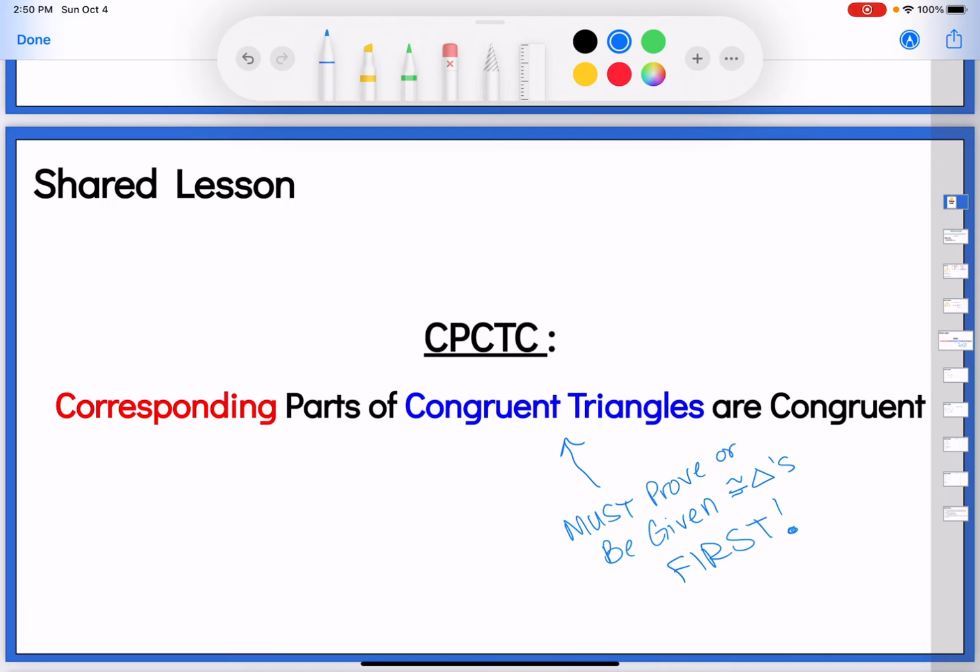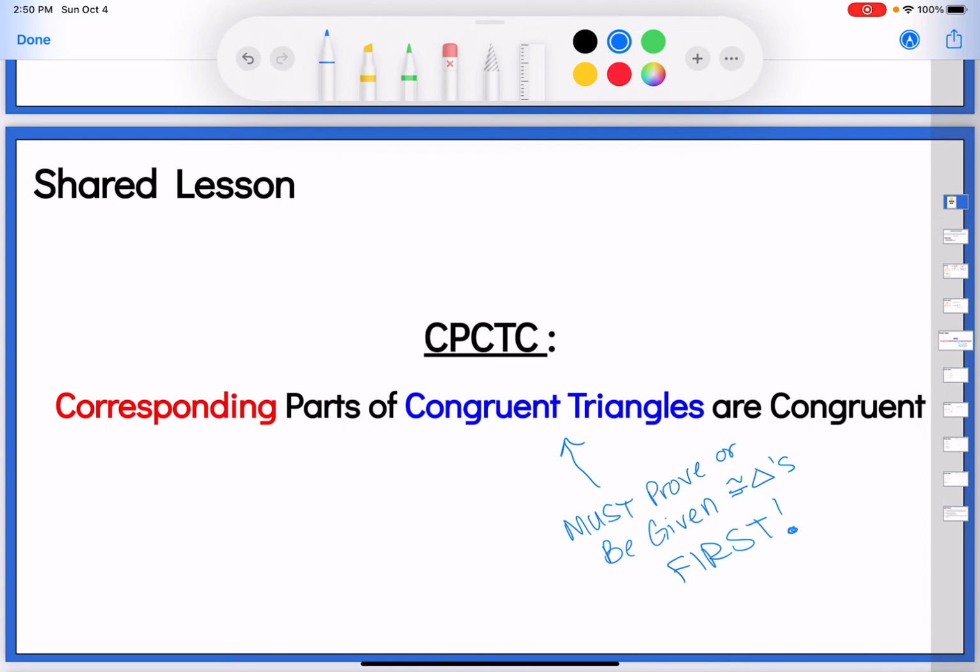Okay. And the other thing is we want to make sure that you're saying this right. The corresponding parts of congruent triangles are congruent, not congruent parts of congruent triangles are congruent, right? If we already knew they were congruent, you wouldn't need this theorem at all. So it's the corresponding parts of congruent triangles are congruent.